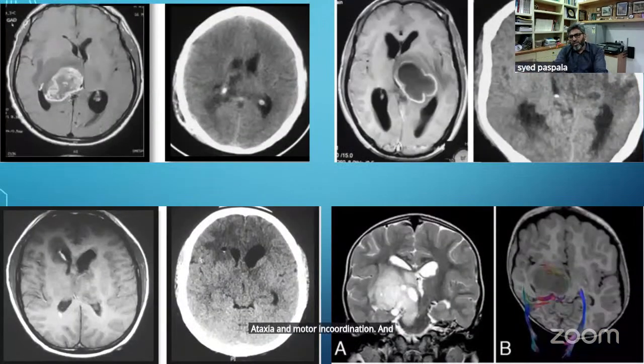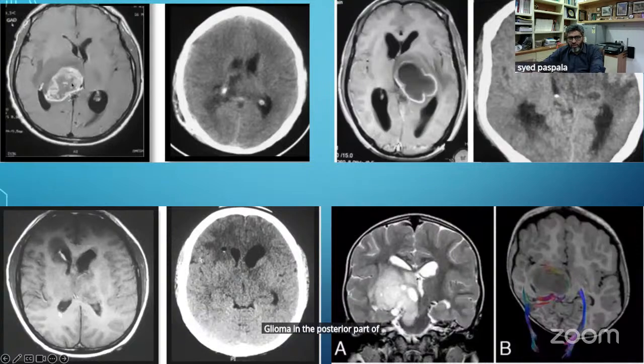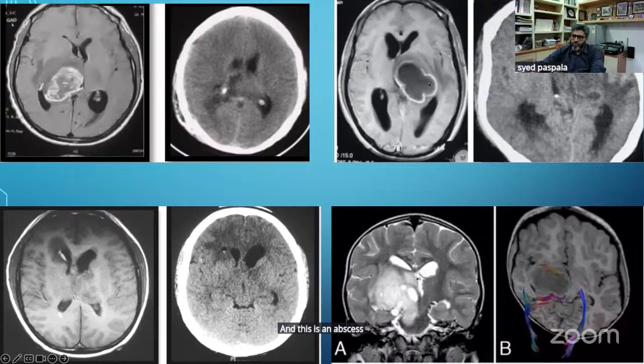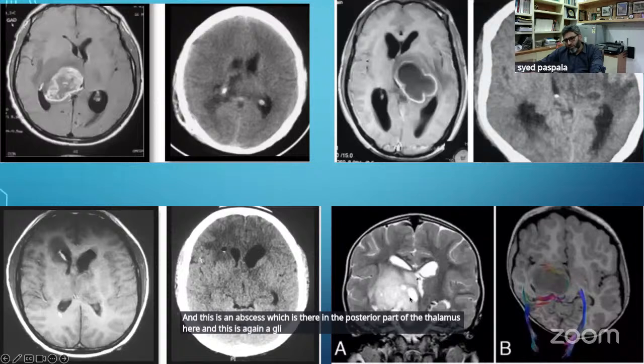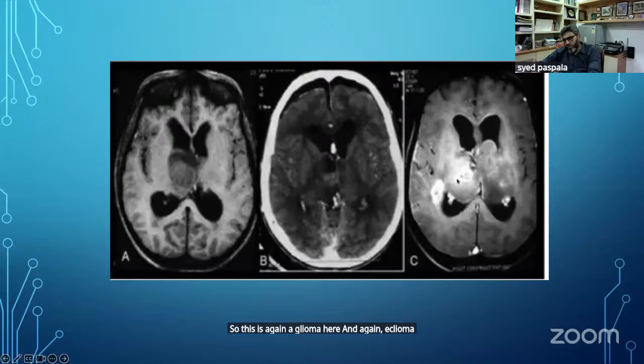And these are the various kinds of tumors we come across in the thalamus. This is a glioma in the posterior part of the thalamus here. And this is again a glioma here on the superior part of the thalamus. And this is an abscess which is there in the posterior part of the thalamus here. And this is again a glioma which is extending from the thalamus into the adjacent lobar structures also. So this is again a glioma here. And again a glioma which is spreading across also.